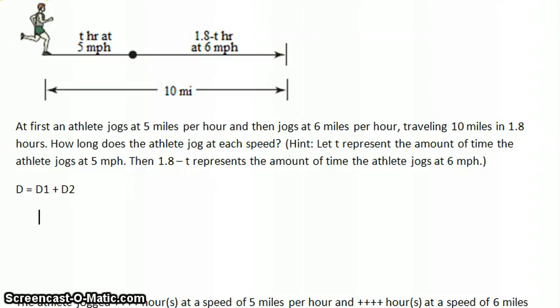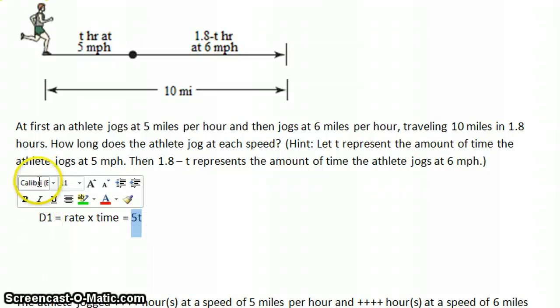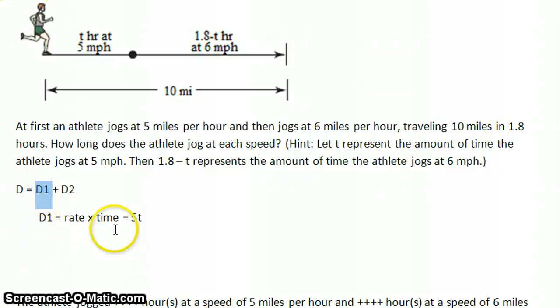If I want to find D1, I'm going to do rate times time, but here my rate is 5 and my time is t, so I'm just going to have 5t. 5t again is my distance 1. Those are the same thing.